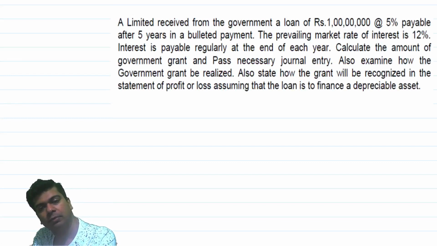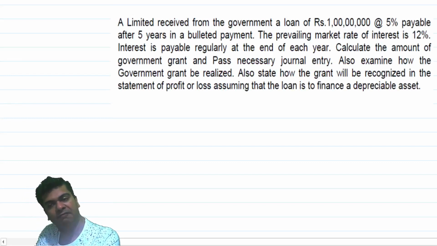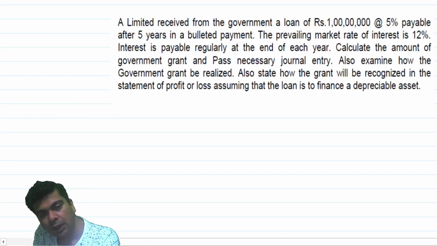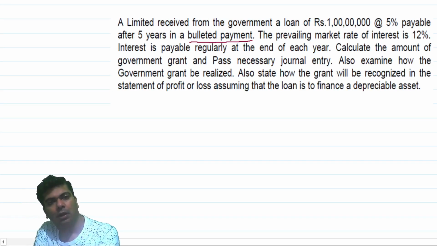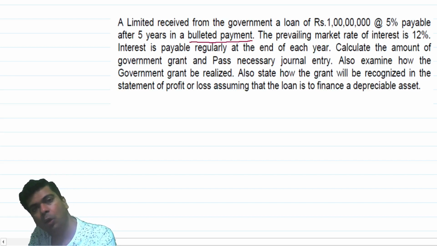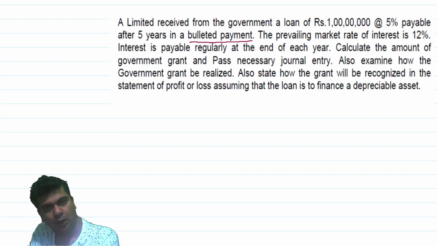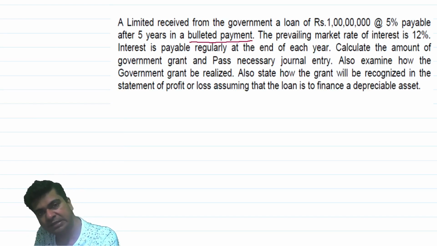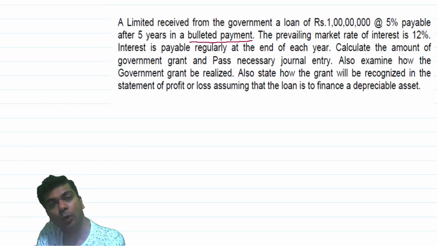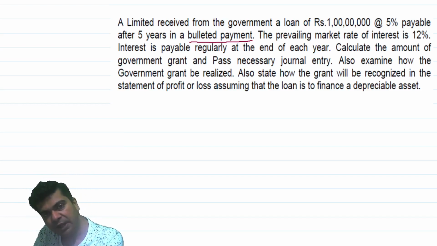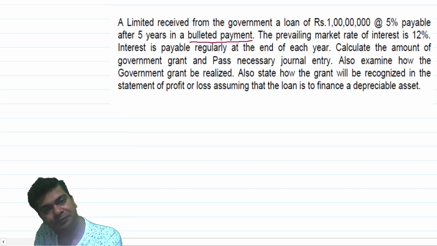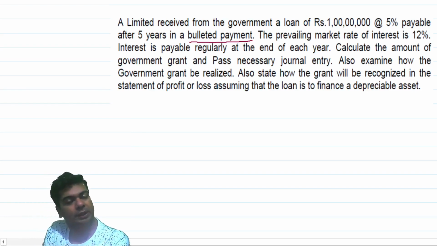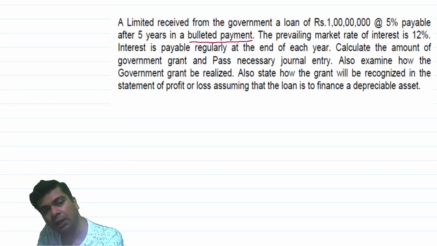A Limited received from government a loan of ₹1 crore at the rate of 5% payable after 5 years in a bulleted payment. Bulleted payment means we will repay the loan in a single installment. You know, normally when we are arranging loans from a bank or a financial institution, they will fix what is popularly known as EMI, equated monthly installment. Every month you are paying an equal amount. But the word used over there is installment. Installment means interest plus principal. That means every time you are paying an EMI, a certain portion of principal is also getting repaid.